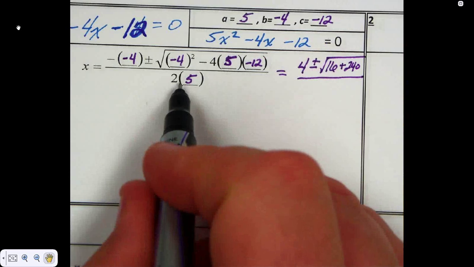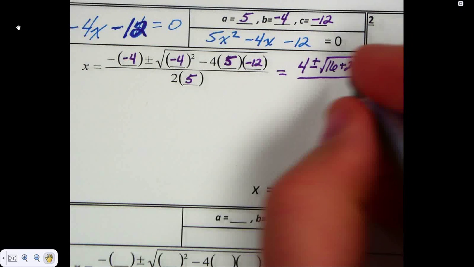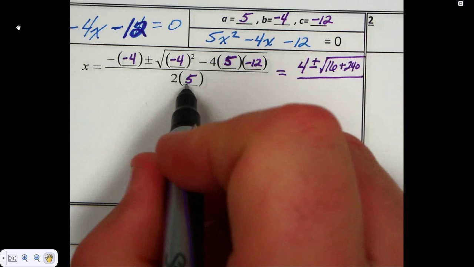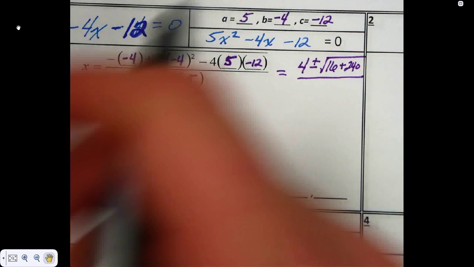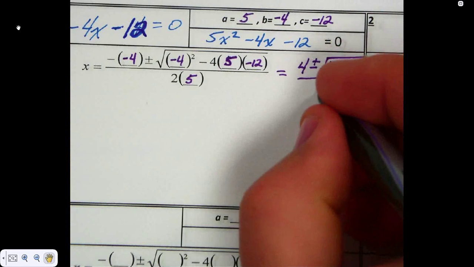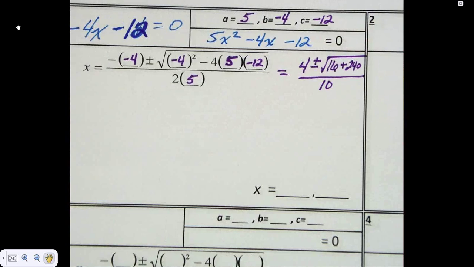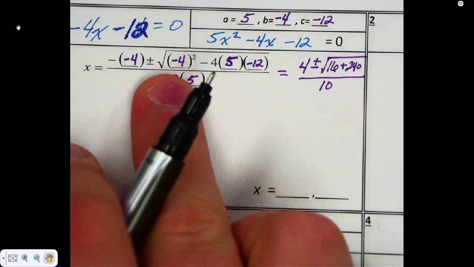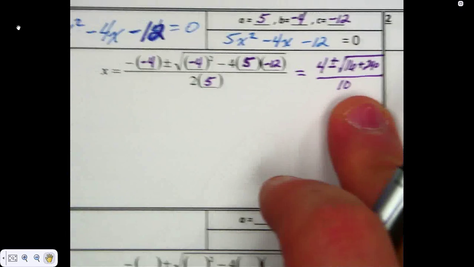All of that over 2 times whatever A is. What is A? 5. 2 times whatever A is. So what would you get? 10. Right, you answered my question perfectly. 2 times A is 5, right? So 2 times 5 is 10. Does everybody see how I got from right here to right here? Any questions there?